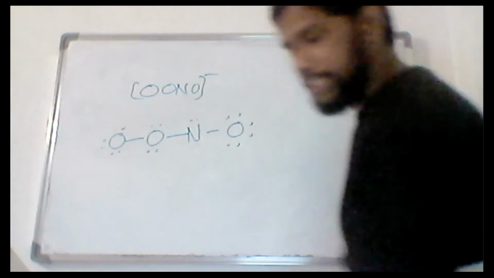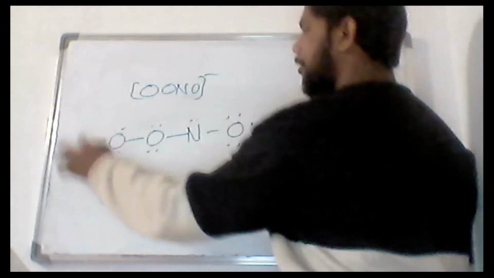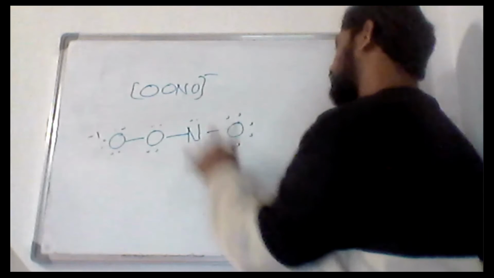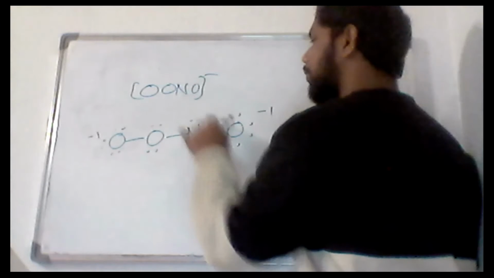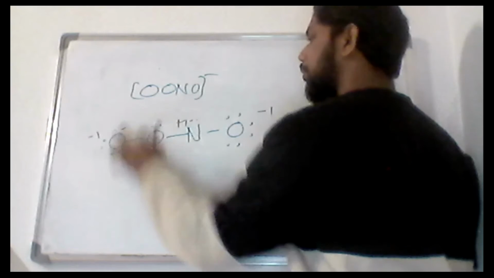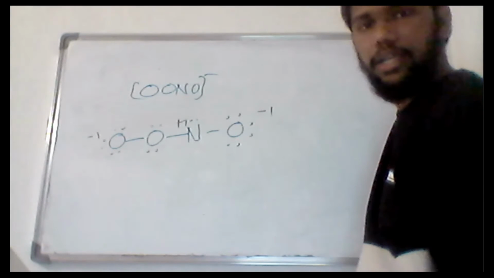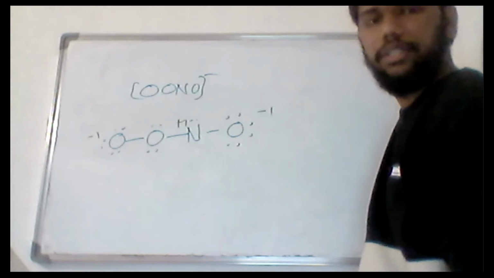Now we will put the charges as well. 1, 2, 3, 4, 5, 6, 7. So here it should be minus 1. 1, 2, 3, 4, 5, 6, 7, minus 1. 1, 2, 3, 4, plus 1. 1, 2, 3, 4, 5, 6, no charge. Okay. Now we will try to complete the octet.